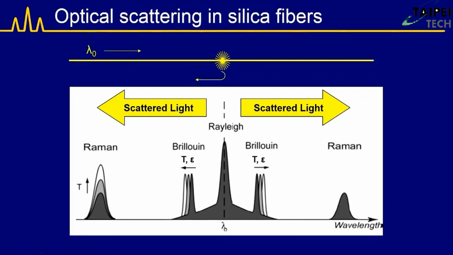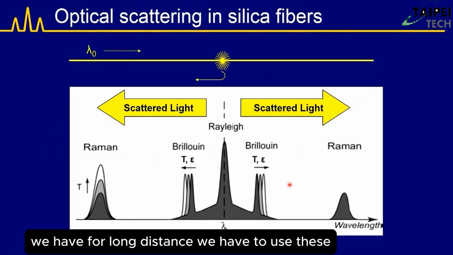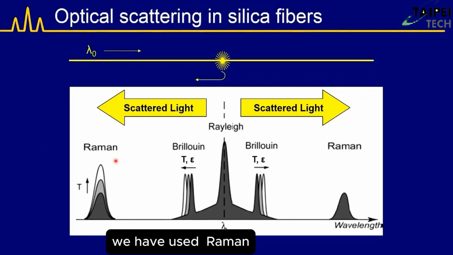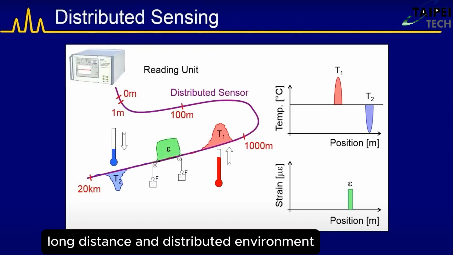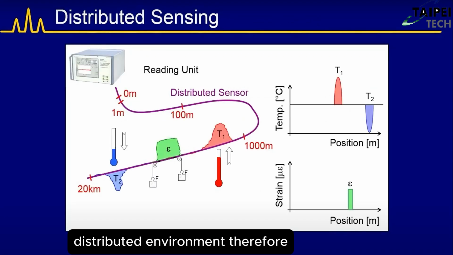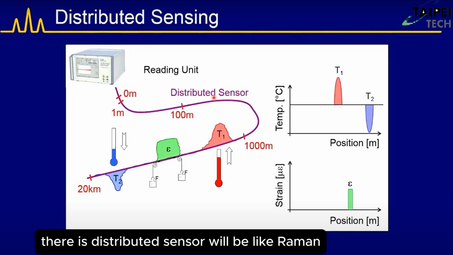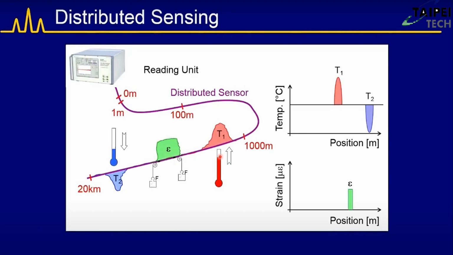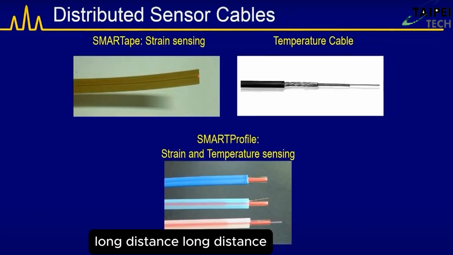Here is the optical scattering in silica fiber. As you have observed here, for long distances we have to use this. We have used both Raman and Brillouin. They are very important for long distance and distributed environments. Therefore, in the distributed environment, distributed sensors like Raman as well as Brillouin are very important sensors. They may be used over long distances.